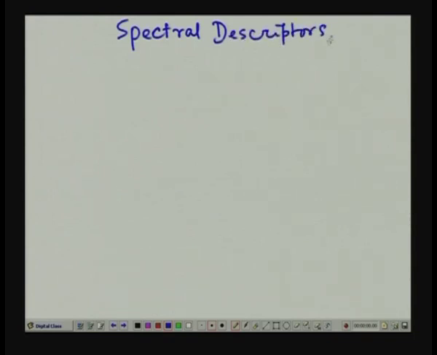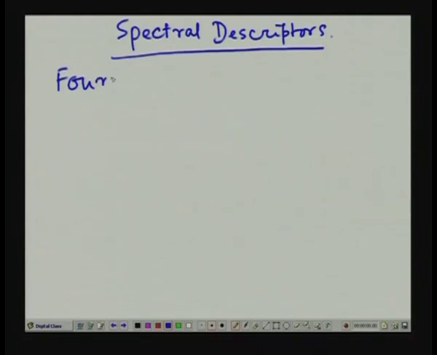That means we can generate descriptors from the spectral domain. So, to obtain the spectral descriptors, we have to find out the Fourier spectrum of the given image. So, firstly we have to find out the Fourier spectrum. So, what do we get from this Fourier spectrum?